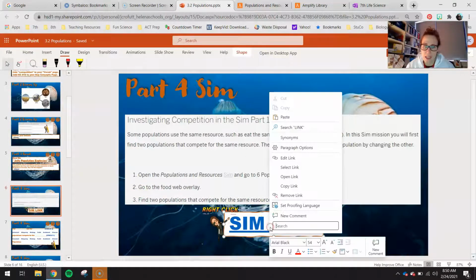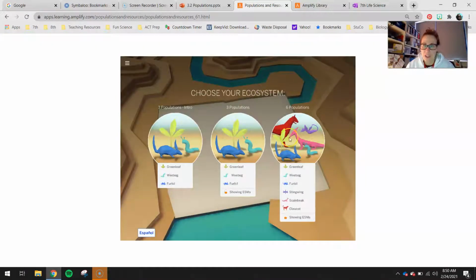So I'm going to go ahead, right click my sim link, open that link up. And finally, you guys get to use this one right here, this 6 populations. So we're looking at green leaves, something you're familiar with. Weebugs and furbills, again, something you're familiar with. Stingwings are these little Pokemon-looking guys. These are all like Pokemon-looking guys. The little scale beaks. And claw cats are these big mamma jammas right here. And then this also shows your energy storage molecule.